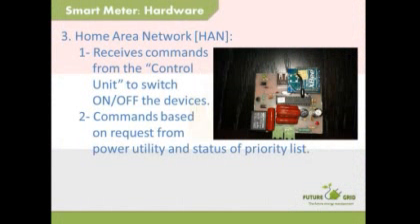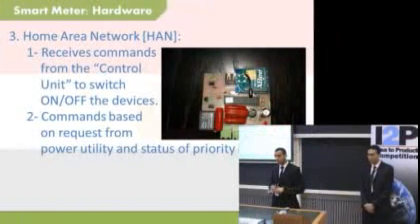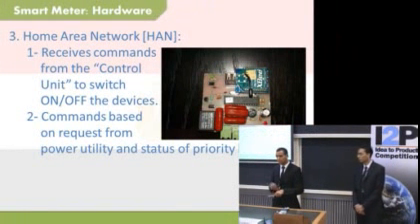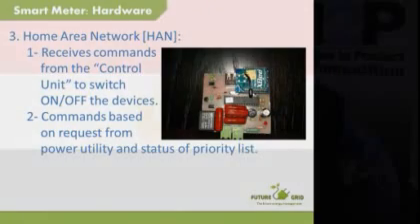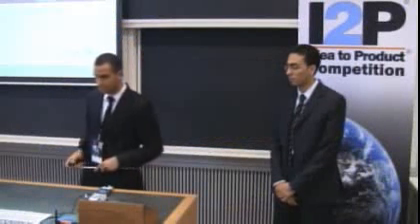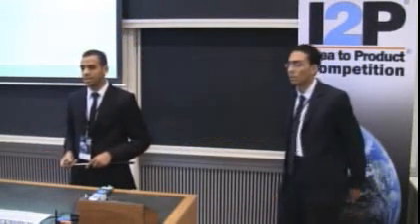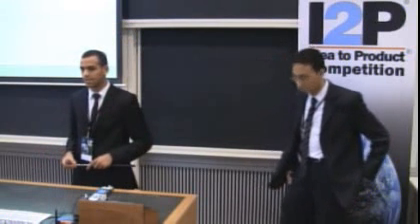The HAN unit receives commands from the control unit. It's connected directly to the devices in our home. They are the ones that switch devices on or off, responding to commands that come to it from the control unit. The second component of our system is the firmware.